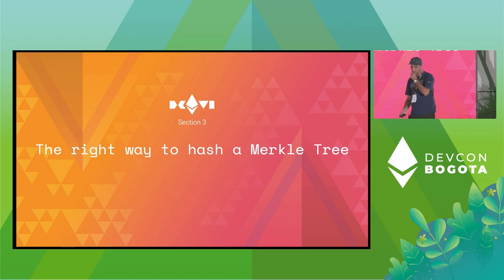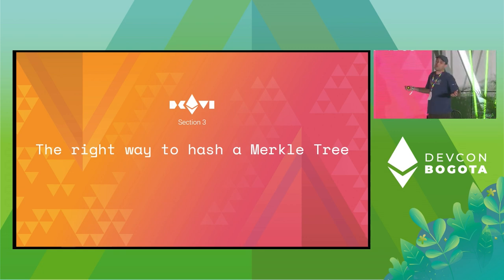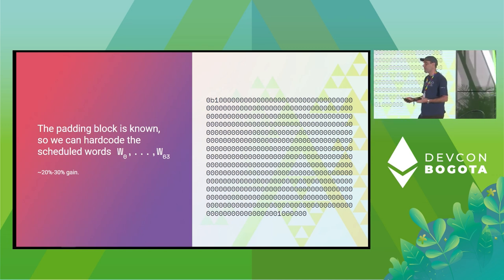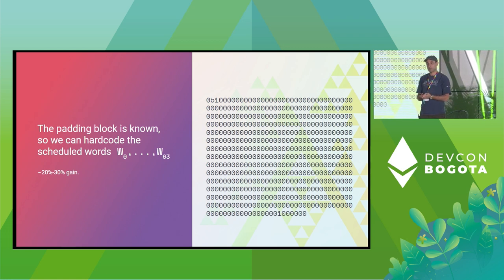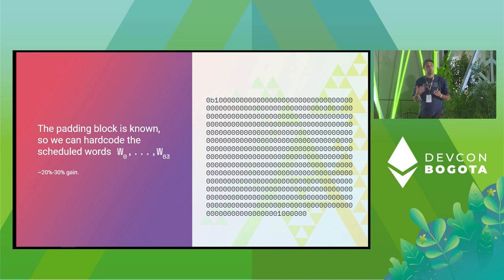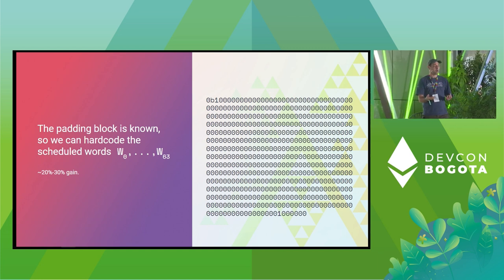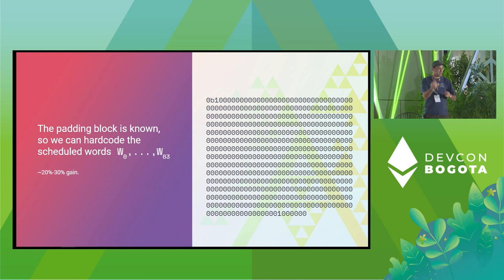OK, so I want to tell you what is the right way of hashing a Merkle tree. And it's fairly simple. There are two things that we want to exploit. We want to exploit the fact that the thing that we want to hash is exactly 64 bytes. So remember, how is it that we padded our message into a multiple of 64 bytes? Well, our message is already 64 bytes. But unfortunately, we need to add one bit to tell the message ended. So that's the first bit there.